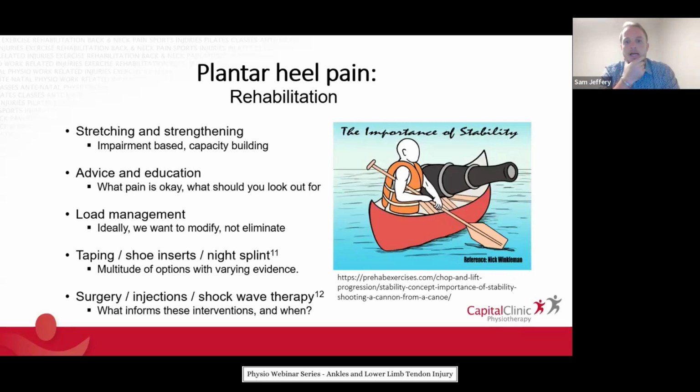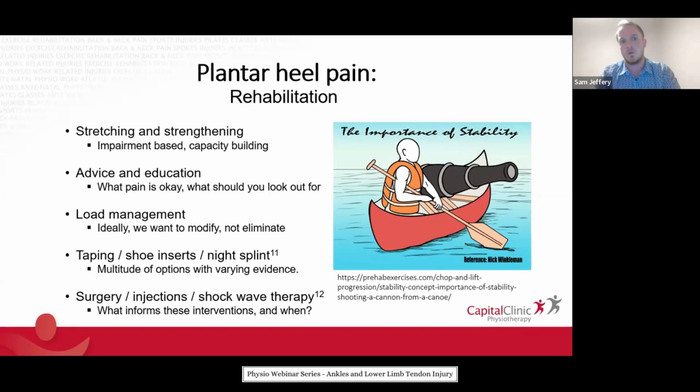Rehab. So this is by far, when it comes to the evidence and approaches, where you can see, if you just ask 20 different physios or 20 different GPs or different sports doctors, you'll get different answers, because there are so many options, and typically rehabilitation for someone with plantar heel pain is multifaceted. So what we do and where we go, I think, again, it's going to be really important that it is not recipe-based, but very individualized to each patient.